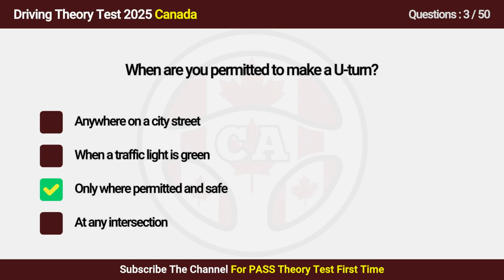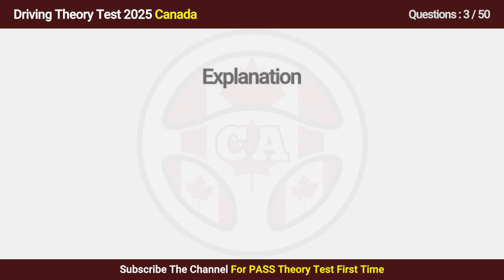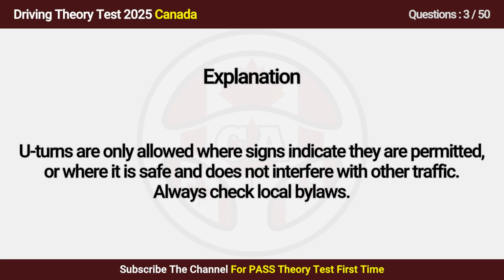Answer is C. Only where permitted and safe. U-turns are only allowed where signs indicate they are permitted, or where it is safe and does not interfere with other traffic. Always check local bylaws.